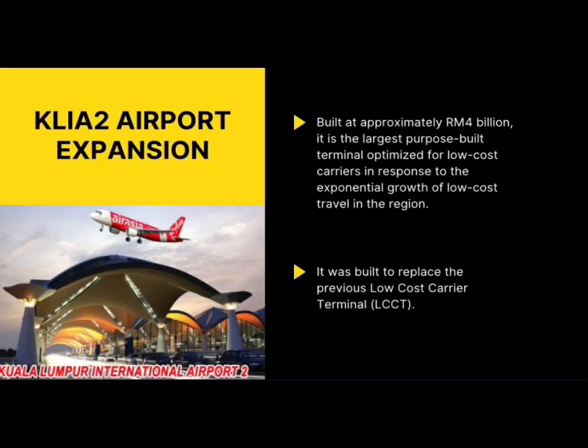Second example of an airport expansion project, I will talk about KLIA2. KLIA2 Airport expansion was built at approximately 4 billion ringgit. It is the largest purpose-built terminal optimized for low-cost carriers in response to the exponential growth of low-cost travel in the region. It was built to replace the previous low-cost carrier terminal, LCCT.